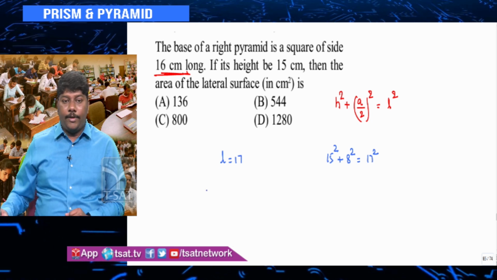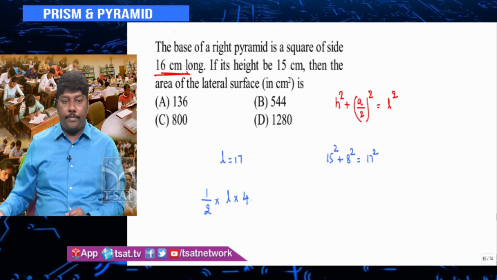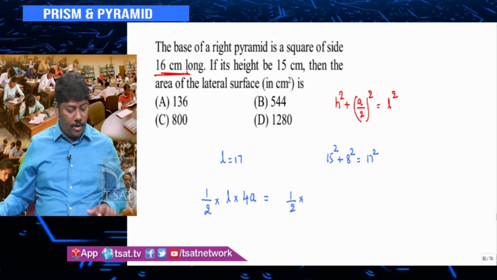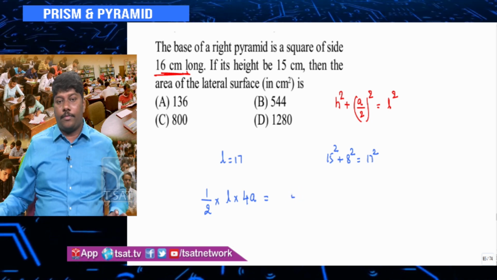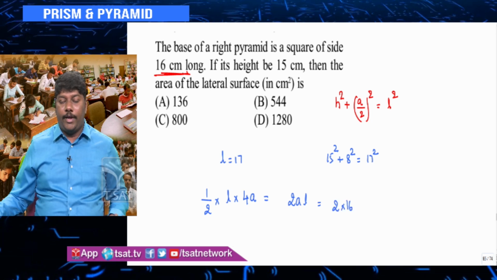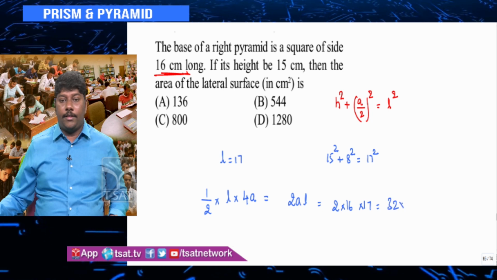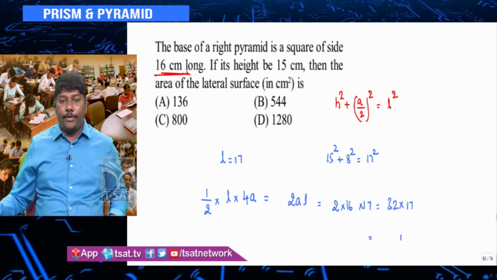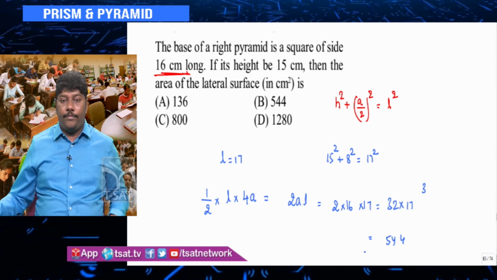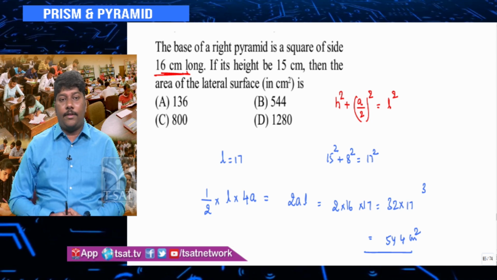If the slant height is 17, we know the lateral surface area is half into slant height into base perimeter, or else you can say 2AL. 2 into A value 16, L value 17: 32 into 17 is 544 centimeter square, which is the lateral surface area.